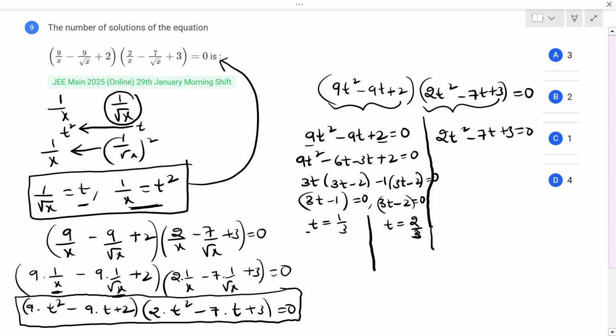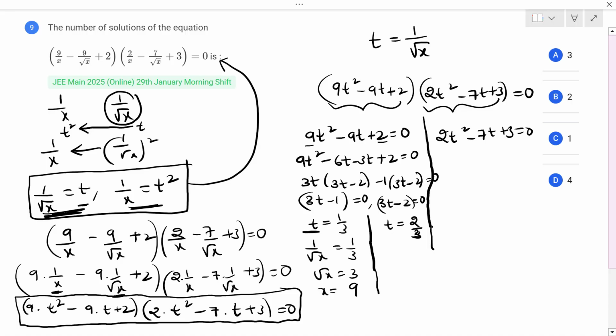So what did I take the substitution t as? Please remember, t is the substitution 1 by root x. So t, which is 1 by root x, is equal to 1 by 3. So root x is equal to 3, so x has to be 9. Acha, x is equal to 9. 9 is a positive number, yes, it is a valid solution. No problem with that. Next, on the second side, t is equal to 2 by 3.